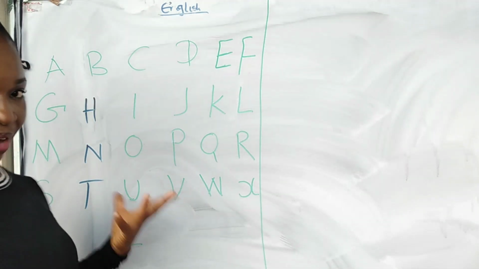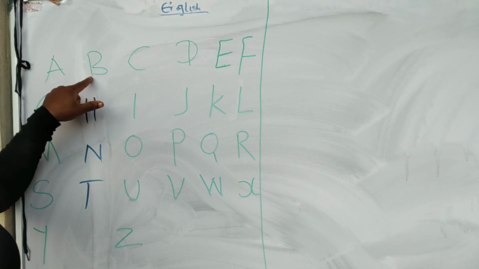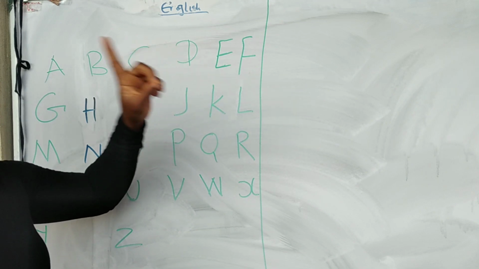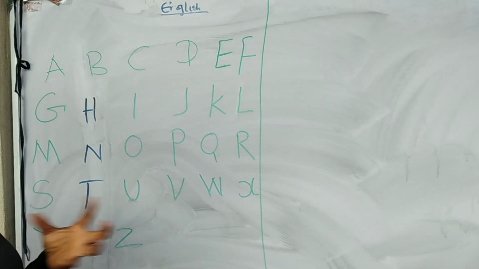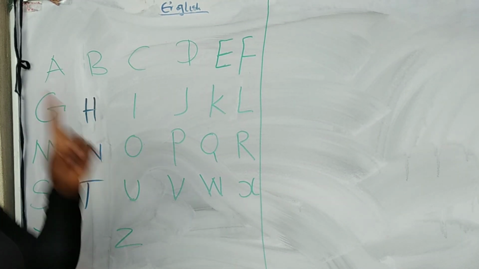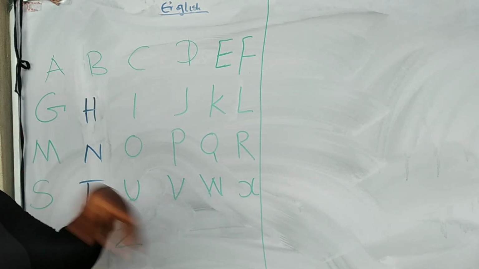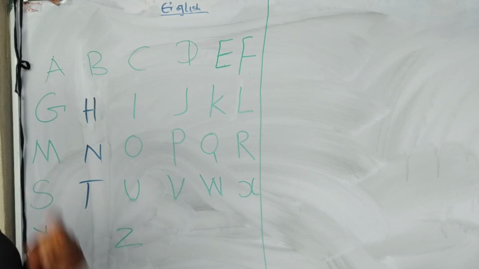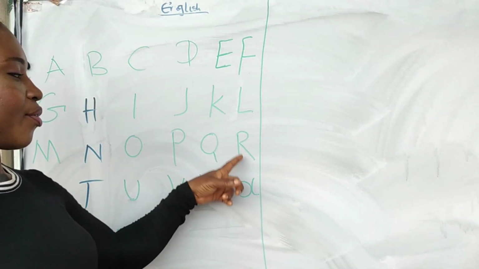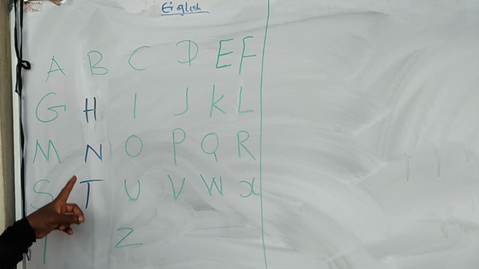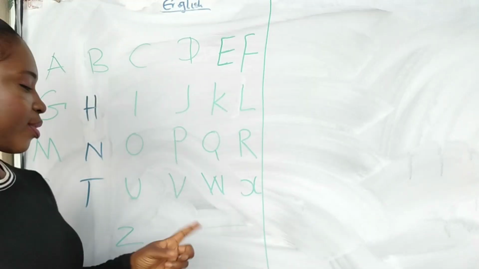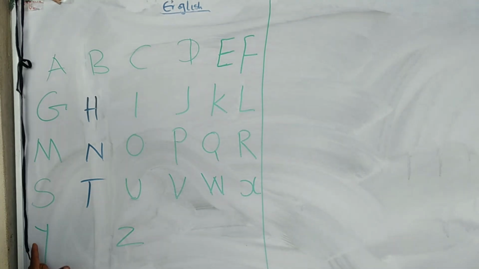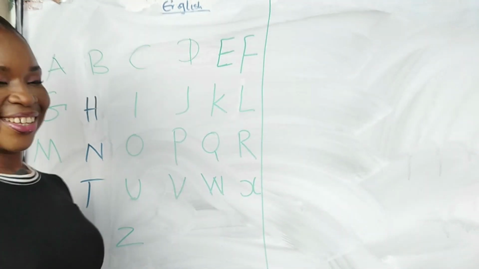So let's go visit it again right now. So we have A, B, B, C, K, D, E, F, G, H, I, J, K, L, M, N, O, P, Q, R, S, T, U, V, W, X, Y, Z. Okay, so that's that for today's class.